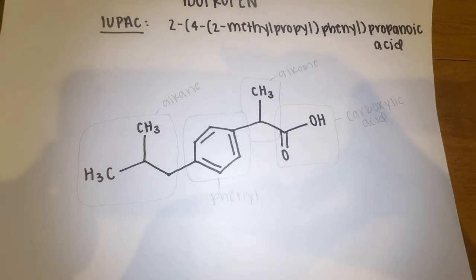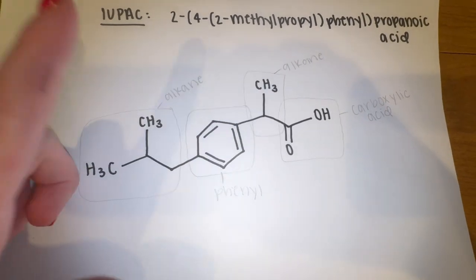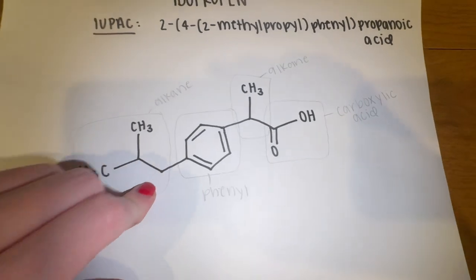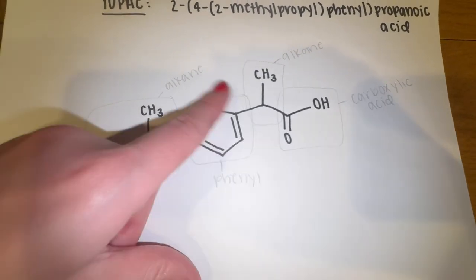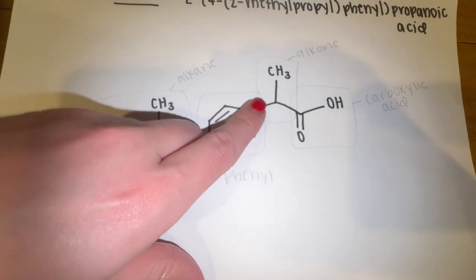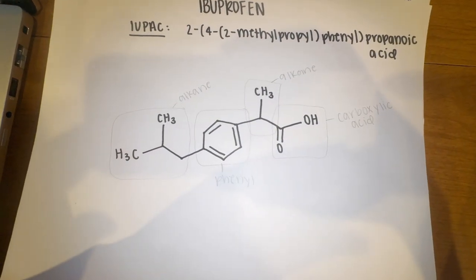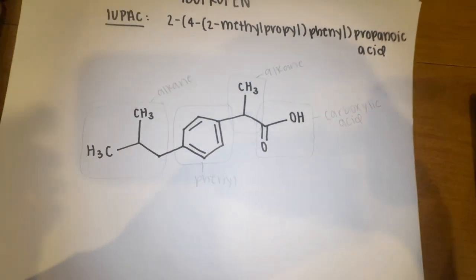So as you can see, there are two alkane groups or alkyl groups. So there's the first one right there. That is going off of the phenyl group right here. And then attached to the phenyl group is also another alkyl group. And then at the end there is a carboxylic acid on the end.